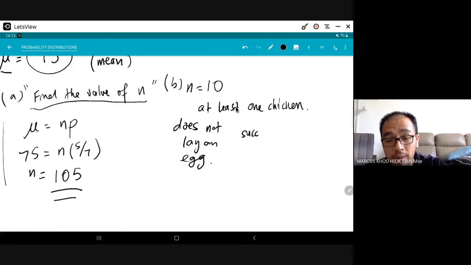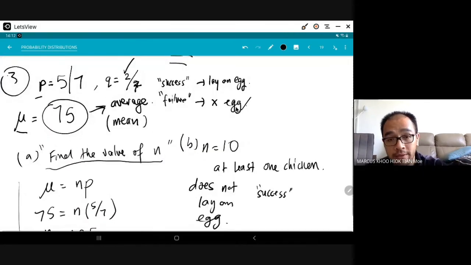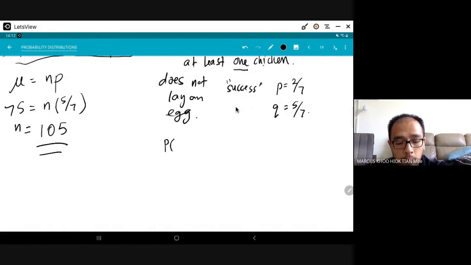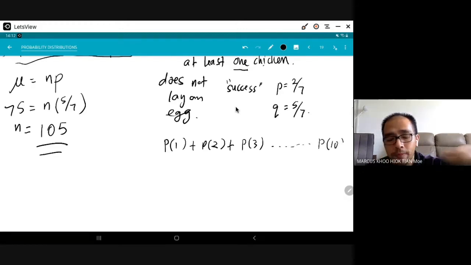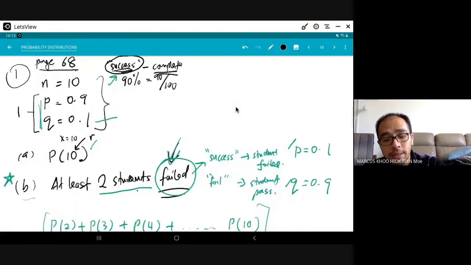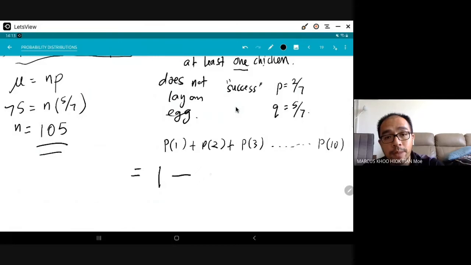So now kita punya success sudah berubah. Our success story is does not lay an egg. What is the probability for not laying an egg? Is 2/7. So my P is now 2/7. My Q is 5/7. So dia cakap at least one chicken, sekurang-kurangnya satu ayam, adalah tidak lay an egg. That means P1 plus P2 plus P3 sampai ke P10, which is crazy people's work. So we do the terbalik. Kita ingat kembali bahawa jumlah kebarangkalian daripada kosong sampai habis mesti sama dengan 1. So that means this is actually 1 minus P0.